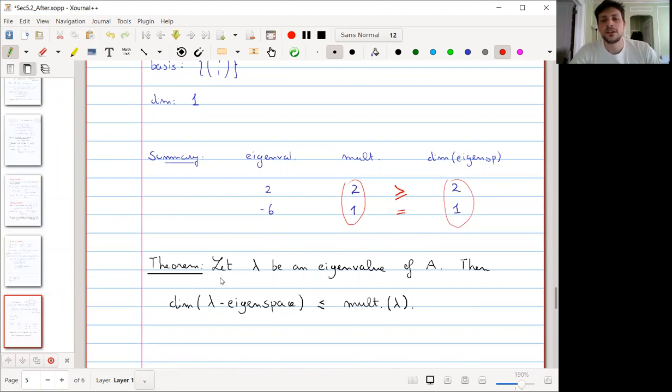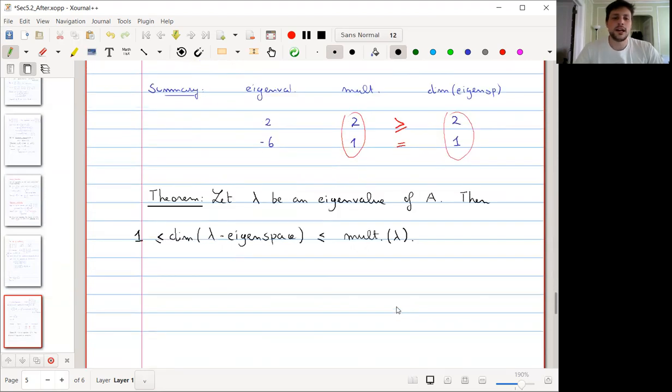Here's the theorem, which is exactly what I just said in this example. For any eigenvalue of A, the dimension of the eigenspace of that eigenvalue is always at least 1. You can't have 0-dimensional eigenspaces. And it's always less than or equal to the multiplicity of your eigenvalue.